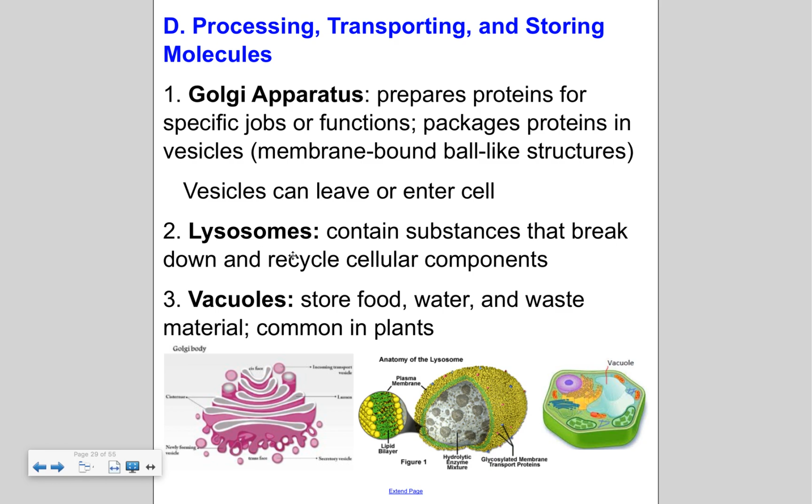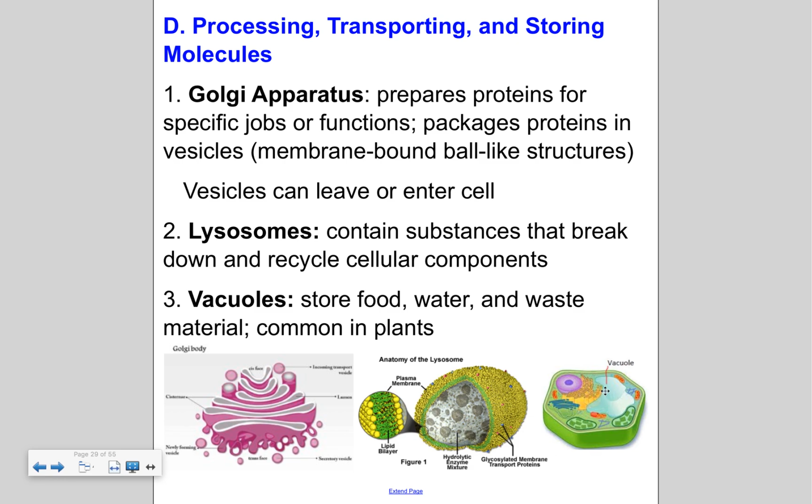Another organelle, and probably one of my favorite, is the lysosomes. This is a picture of a lysosome. A lysosome is kind of like the garbage man of the cell. It basically breaks down waste products and recycles them. It takes out the trash, it destroys things, so it can break down and recycle old cellular components.